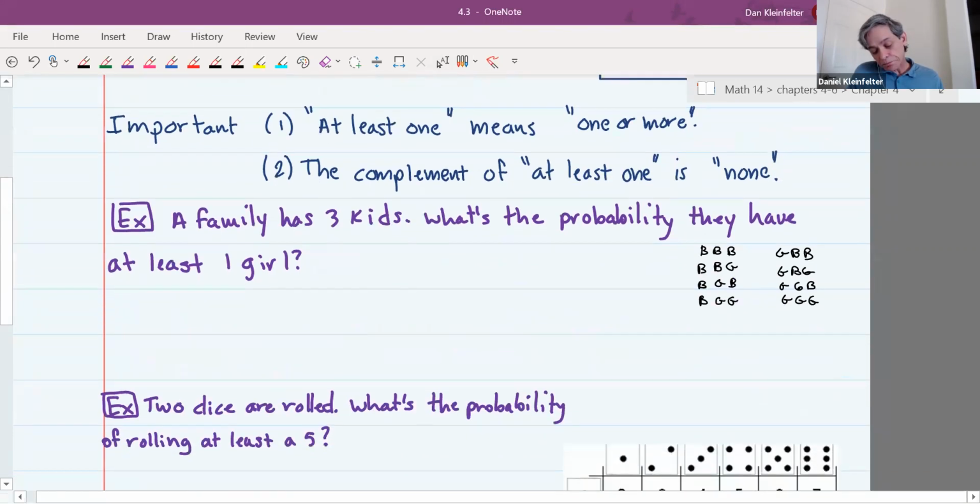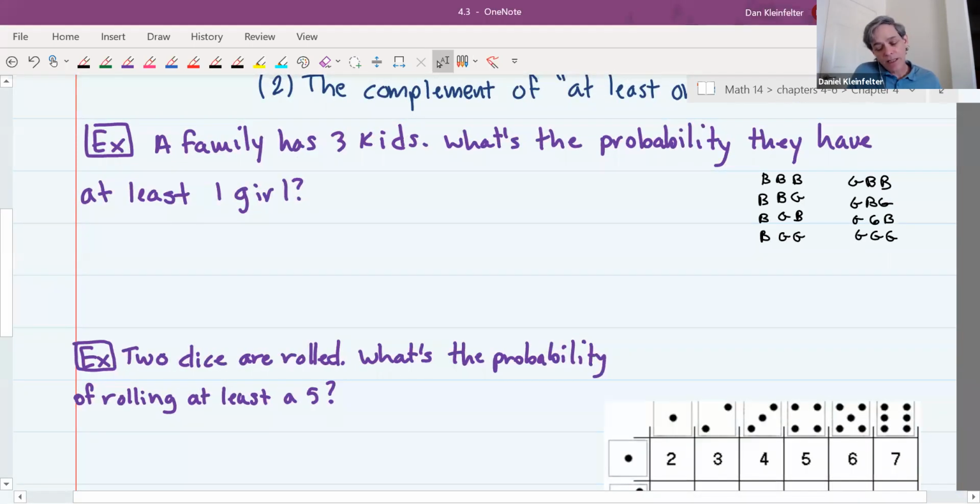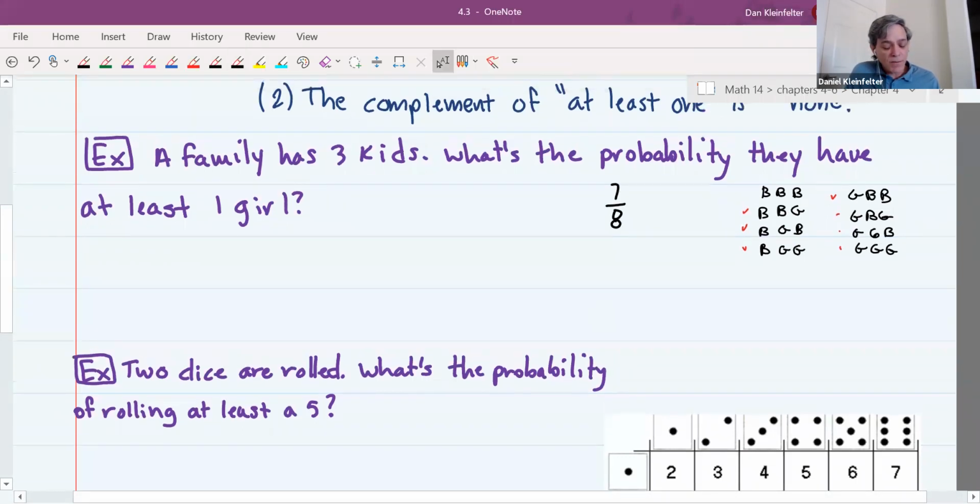Okay, so let's try an example. Let's say a family has 3 children and we want to know the probability that they have at least one girl. Looking at this directly, I've got the sample space written out here. There's 8 possibilities, right? The ones where there is at least one girl are those 3, and then all of those 4 in the second column. So out of the 8, 7/8 have at least one girl. So that's the answer.